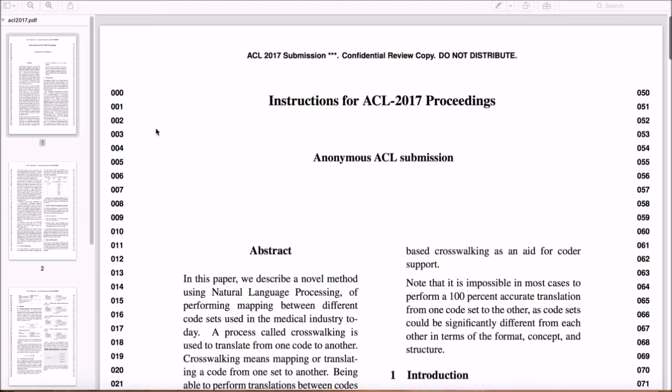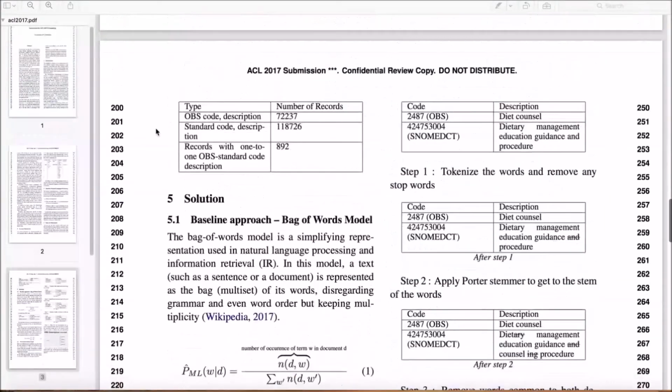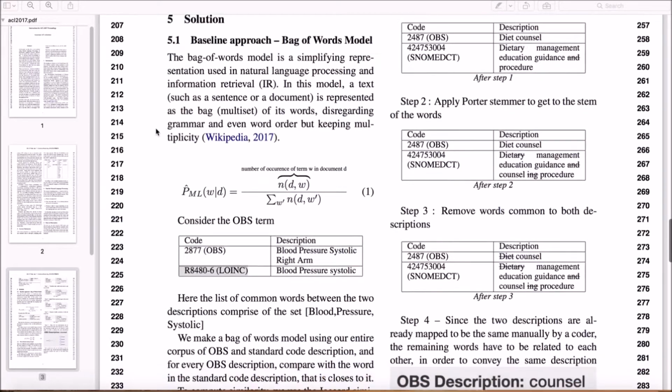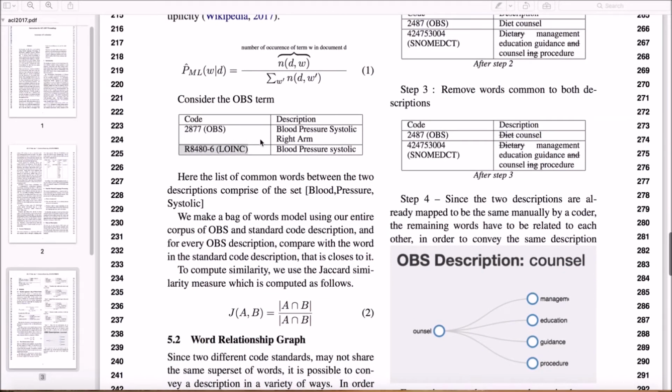This is our paper submission for the ACL 2017 NLP conference, and we shall use examples from here to explain our approaches. Our first approach is to start with a bag of words model. It basically tokenizes the words in the two descriptions and finds the number of words in common between the two divided by the total number of words in the two descriptions. So considering this example, the number of words in common between the two is 3, which is blood pressure and systolic, and the total number of words across the two is 5. So the Jaccard similarity would be 3 by 5 or 60%.